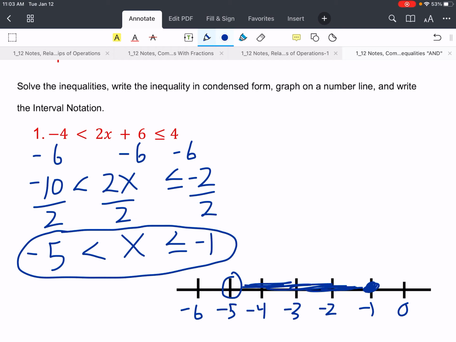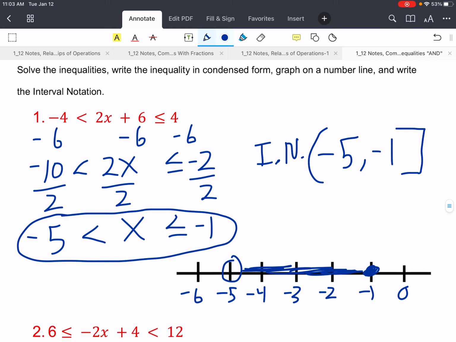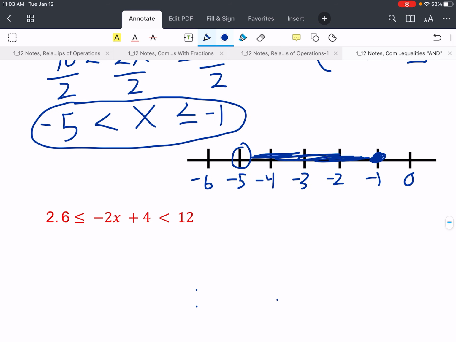For my interval notation, I see that I go from parentheses -5, and then I have a bracket, because it's a filled-in circle, to -1. So my x value has to fall within that range. Okay, one more example.